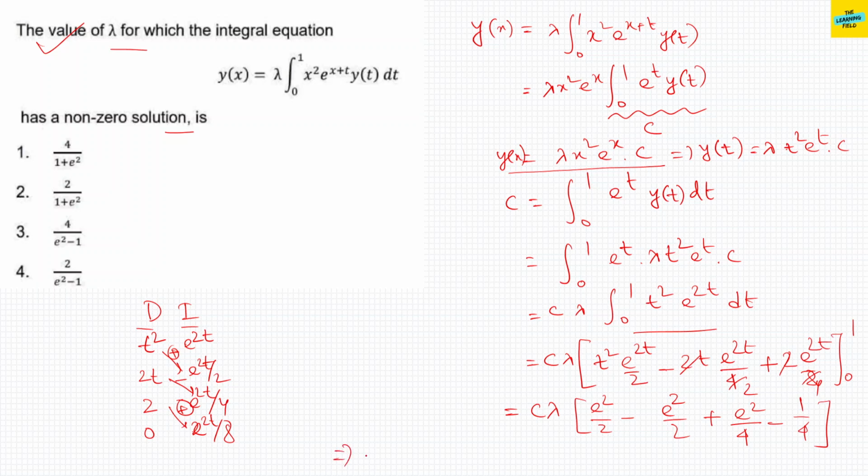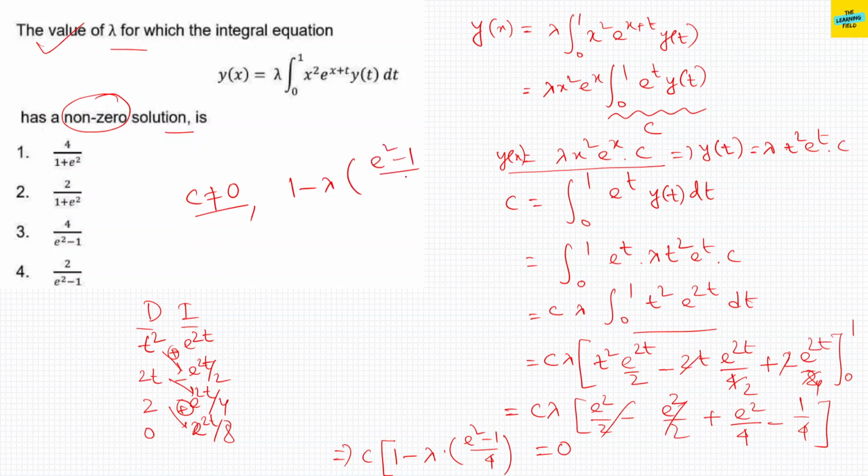So this implies, if we take c common from both sides, 1 minus lambda into (e square minus 1) by 4 is equal to 0. Now if c equals 0, then we get the trivial solution, and we have to find the non-trivial solution, so c must be non-zero. Then 1 minus lambda into (e square minus 1) by 4 equals 0. That means lambda equals 4 by (e square minus 1). This is our answer. So option C is the correct answer for this problem.